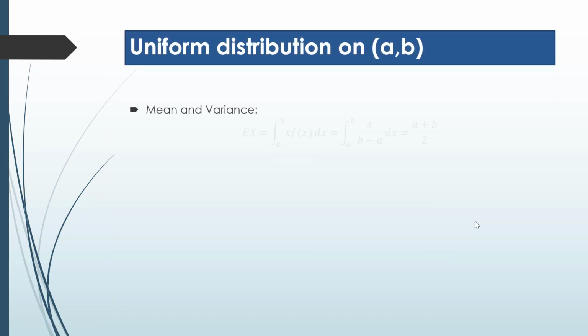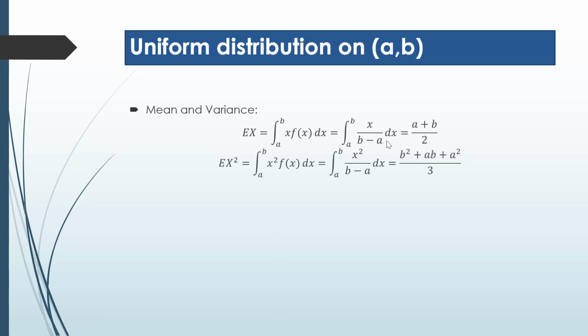In uniform distribution, the mean is the midpoint, which is a plus b over 2. By looking at the picture on the previous slide, you can see the mean is basically just the midpoint on the picture. Or you can use integration to prove this expected value. To find the expected value of x, the expectation, we integrate from a to b x times f of x dx. So this is the integral from a to b of x over b minus a dx, and this is a plus b over 2.